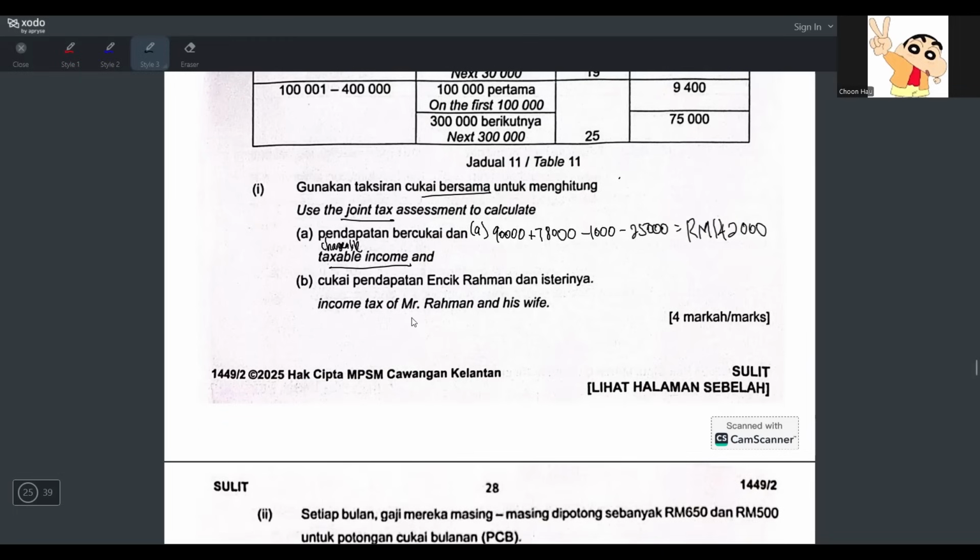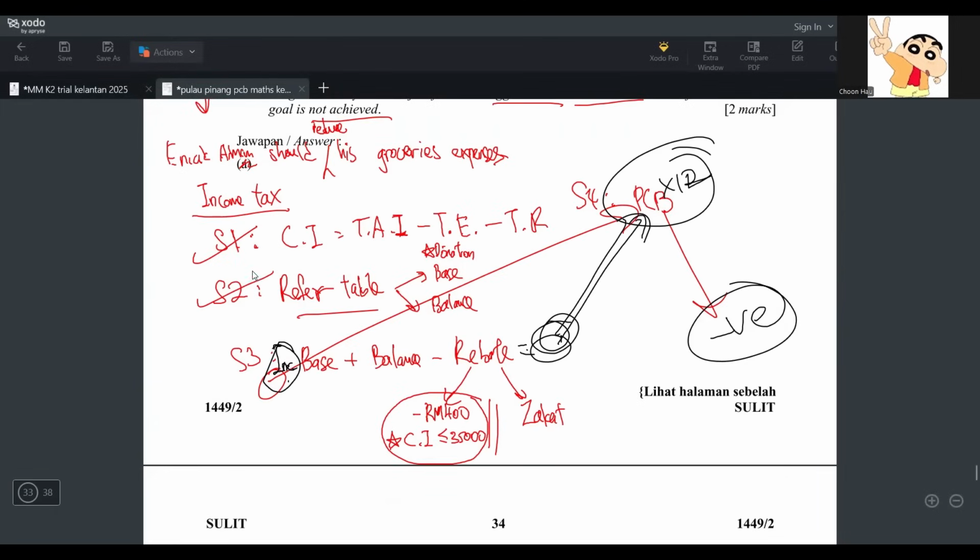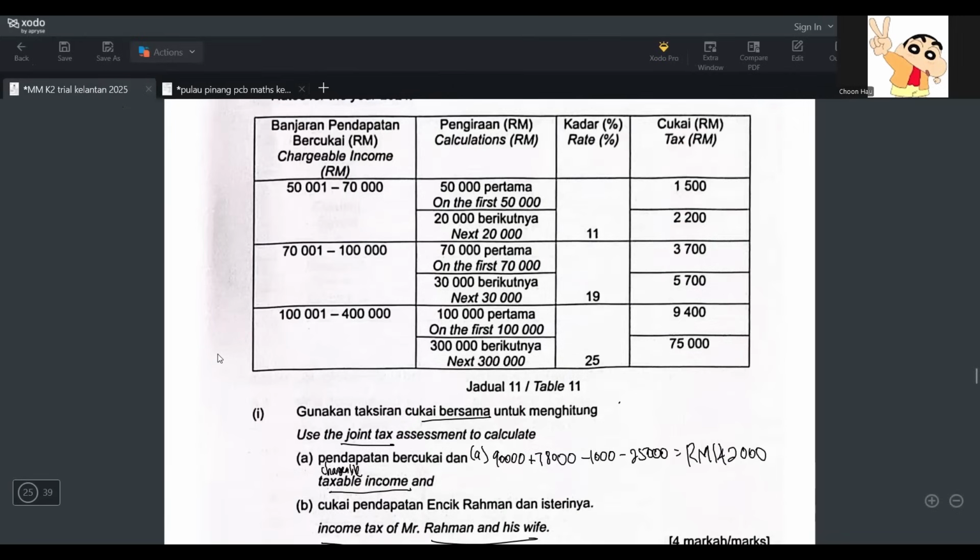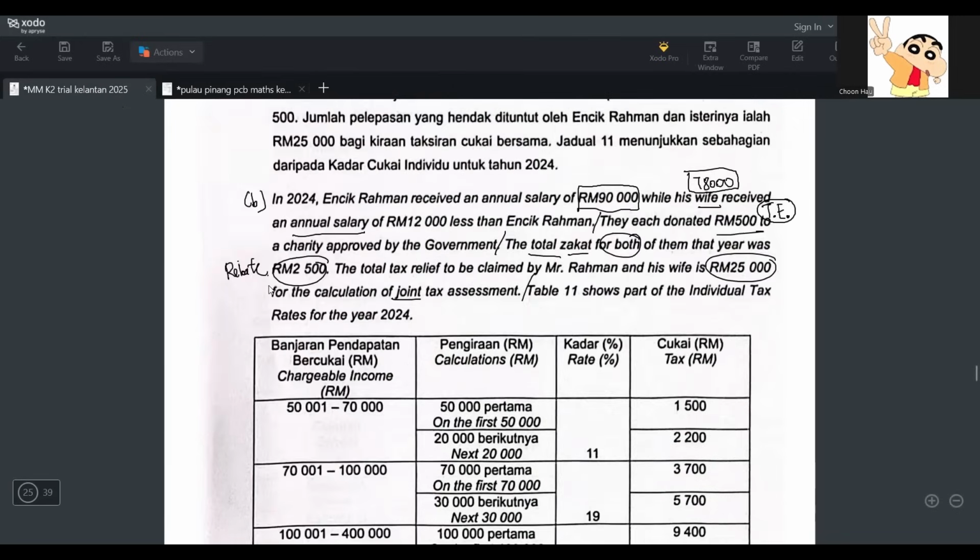Okay, now it says calculate the income tax of Mr. Rahman and his wife. Okay, this one we have to do until step 3 lah. Look at my notes. I show you one more time. So now you are done with step 1. Now we have to do step 2, step 3, and until step 3 you get your income tax already. So now is the next step. We have to refer to the table, get the base tax and the balance, and then step 3 is take the base plus balance minus rebate. And rebate you can check lah whether got zakat and the 400 or not. That's why just now I said the zakat don't minus. Remember I said the 2,500 jangan tolak dulu kan.